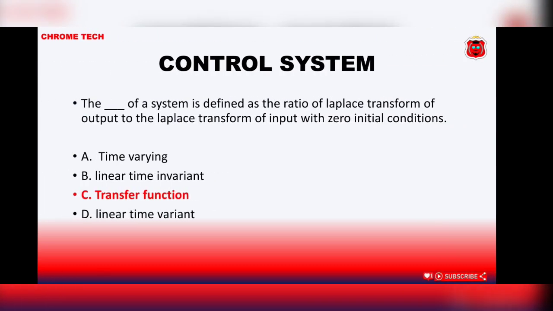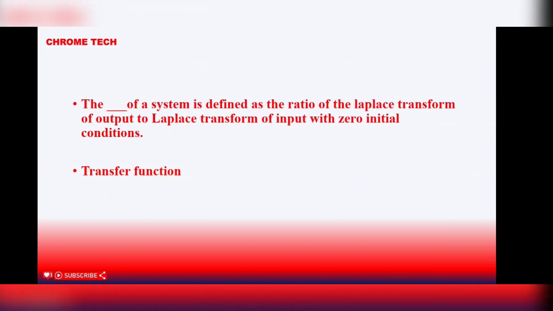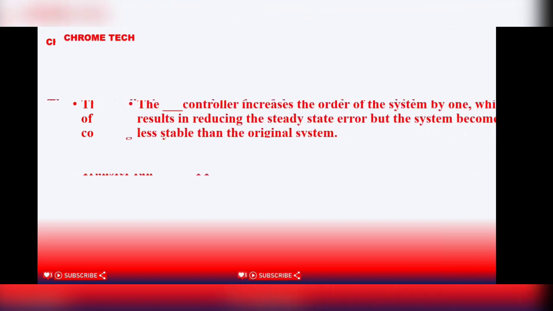The dash of a system is defined as the ratio of Laplace transform of output to the Laplace transform of input with zero initial condition. Transfer function. Option C is the correct answer. Transfer function.